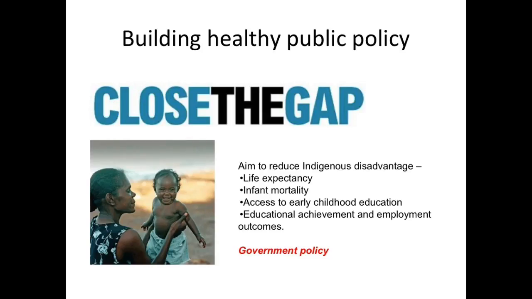Building healthy public policy is all about the laws and policies that are implemented by governments to ensure that health is improved. These laws and policies can help to create equity in the community, ensure that healthy decisions are easy to make for people, but also to ensure that supportive environments are created for all in the community. The Close the Gap initiative is a great example of building healthy public policy because it's focused on reducing Indigenous disadvantage, reducing the life expectancy and infant mortality gaps, enhancing education for Indigenous people. This is a great example of healthy public policy.